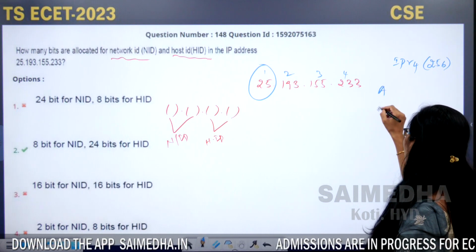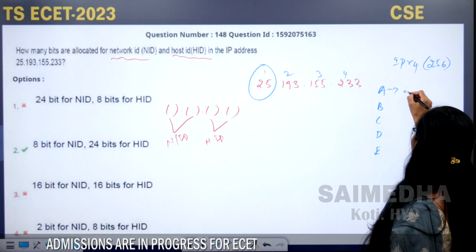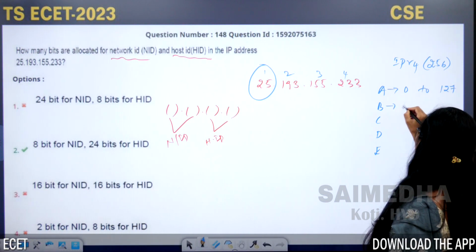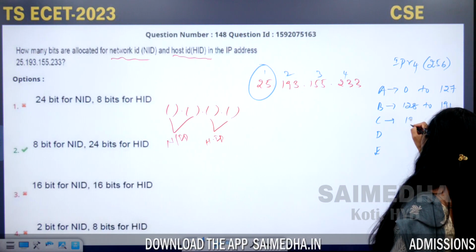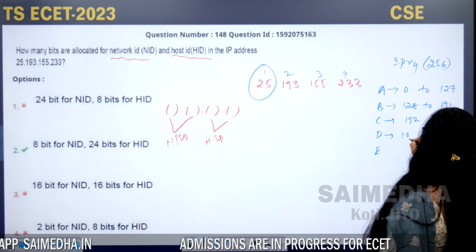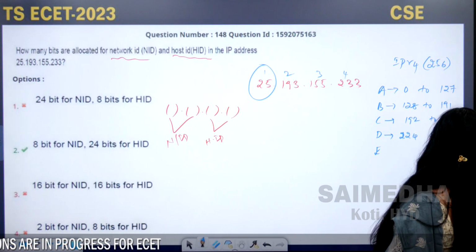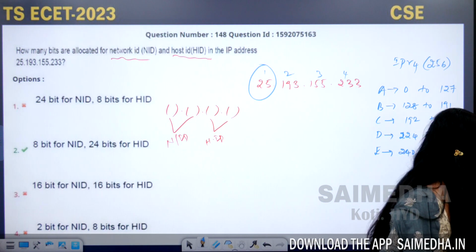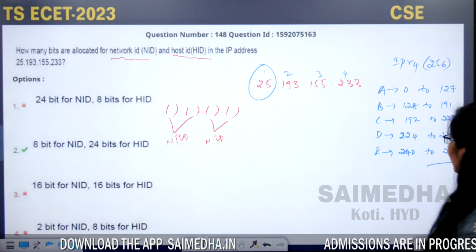But there are 5 classes: class A, B, C, D and E. For class A, the numbers are reserved from 0 to 127. For class B, 128 to 191. For class C, 192 to 223. For class D, 224 to 239. Coming to class E, 240 to 255. We started with 0, so it ends with 255.